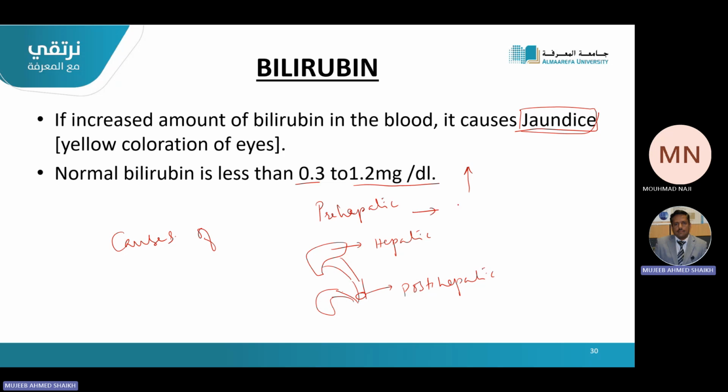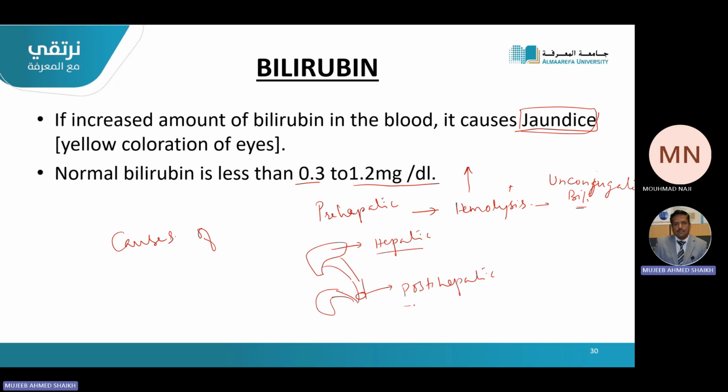Pre-hepatic jaundice is because of excessive hemolysis, sickle cell anemia, or thalassemia. Any hemolysis or mismatched transfusion of blood can lead to excessive hemolysis. So a lot of bilirubin is formed, and the liver has no capacity to conjugate it. So unconjugated or indirect bilirubin will be more in pre-hepatic jaundice, with any type of hemolysis.